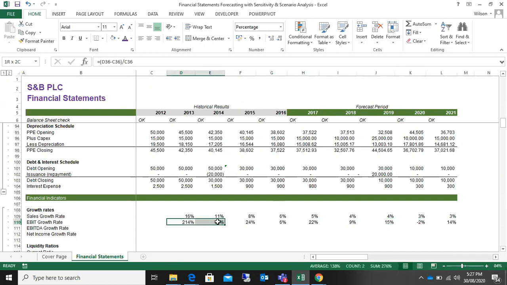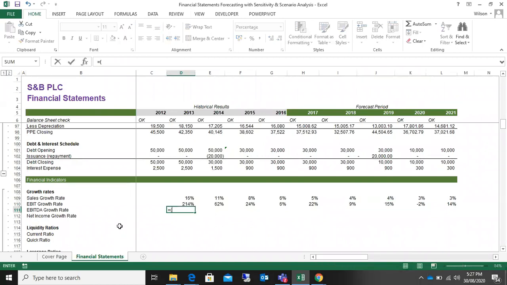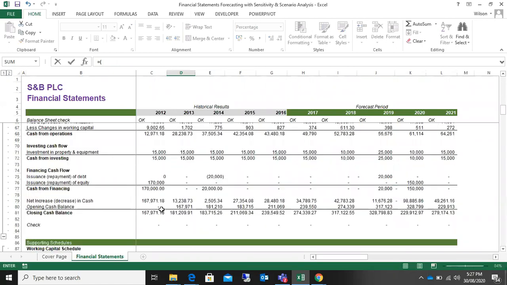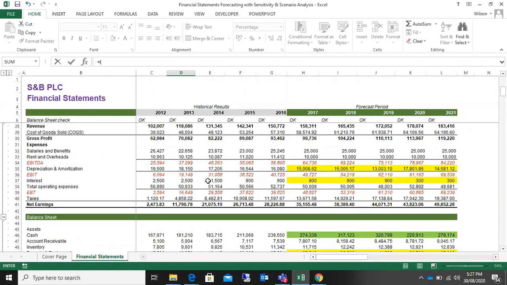So in the real sense of it, though it is increasing, it is increasing at a decreasing rate. But here, it actually fell between 2019 and 2020 from 15 to negative 2%. All right, so that is what we have for EBIT. Now for EBITDA, I'm just going to be fast here. The idea is I want us to get the interpretation of whatever we are doing and not just doing them.